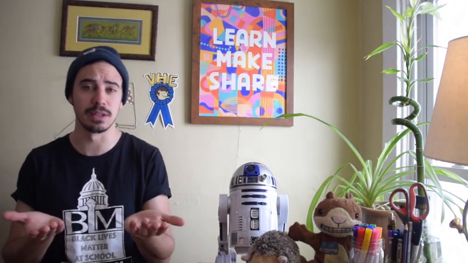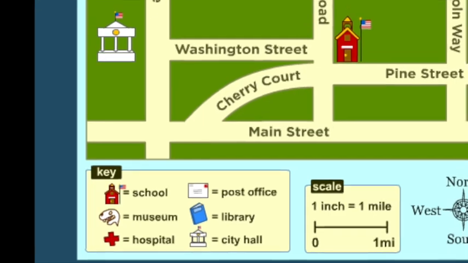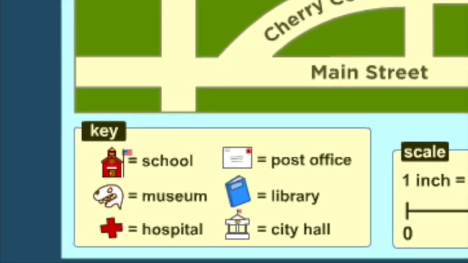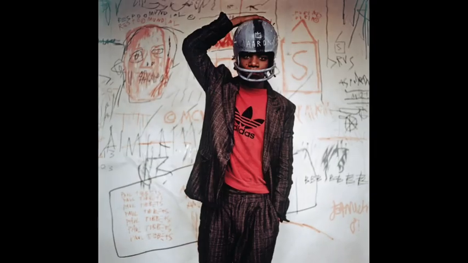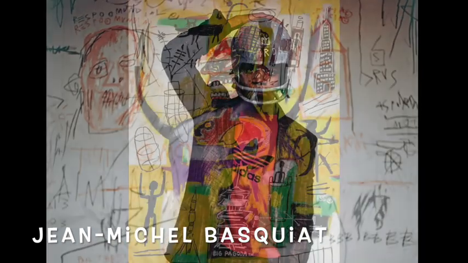And we talked about that a little bit when we made our maps. Remember there was that little spot in the corner of maps that would show you different symbols to represent different areas on the map. Jean-Michel Basquiat would kind of do a similar thing in his paintings.